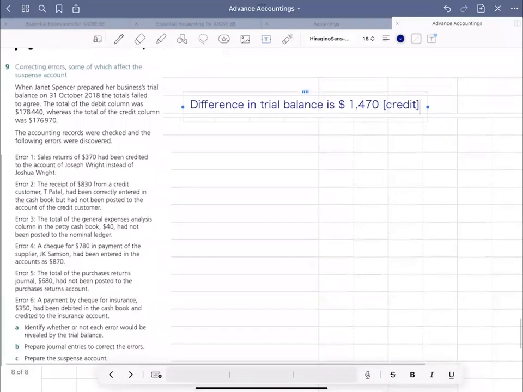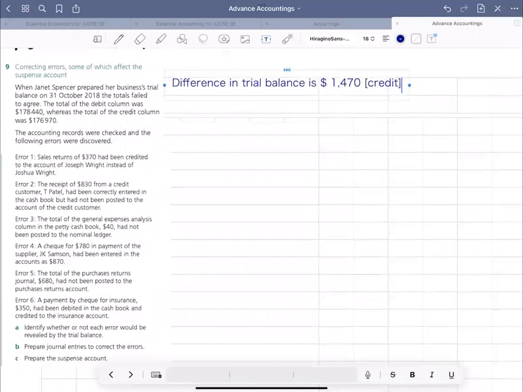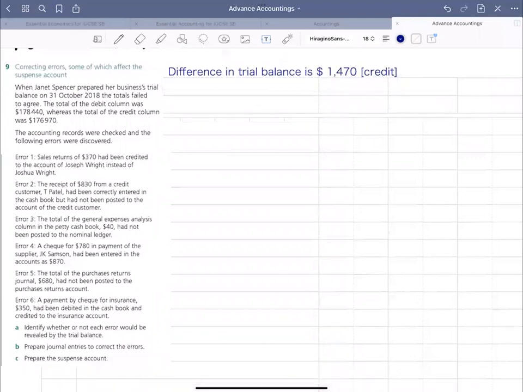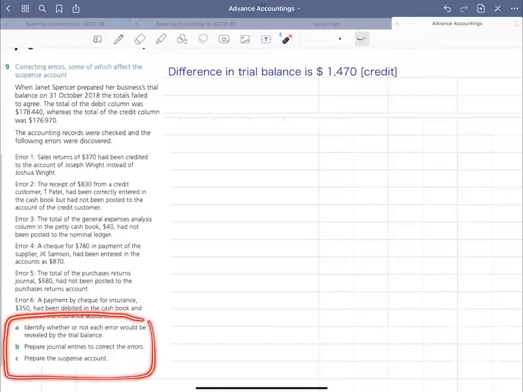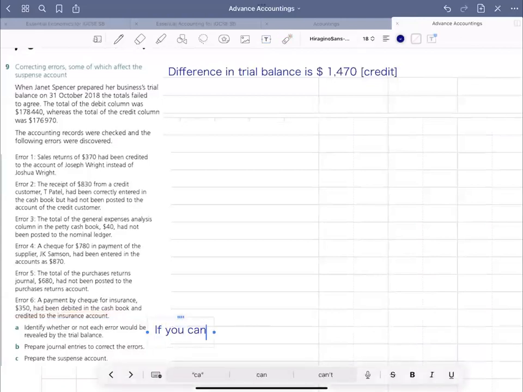So the accounting records were checked and the following errors were discovered. So all these errors, if you can name the error, they will not be shown in the trial balance. It means that the trial balance cannot detect these errors that have names. So error 1, error 2, and so on and so forth. But the first thing whenever you attempt an accounting question is to identify what the question wants. So they want us to identify whether or not each error would be revealed by the trial balance. So if there is a name, if you can name the error, then it will not be revealed by the trial balance.